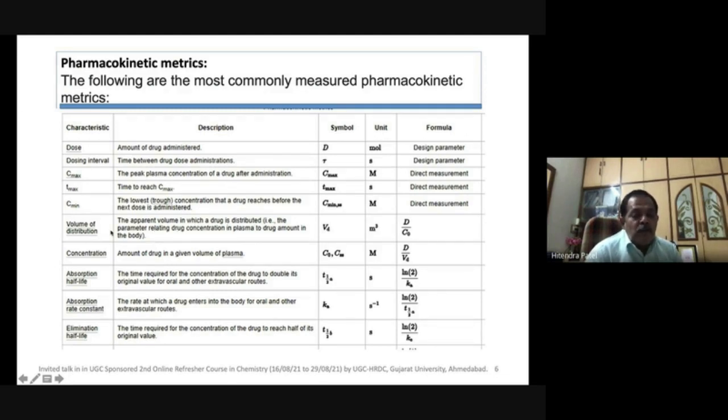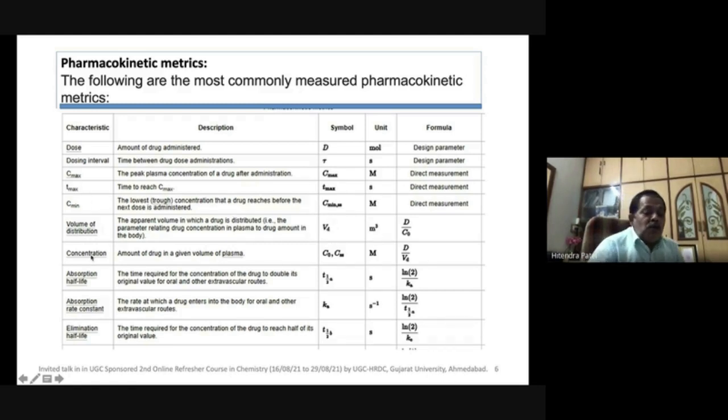So we may call it the apparent volume of drug distribution, right? Here the example is given: the parameter that relates the drug concentration in plasma to the drug amount in the body. It is known as VD, which is the symbol of volume of distribution.